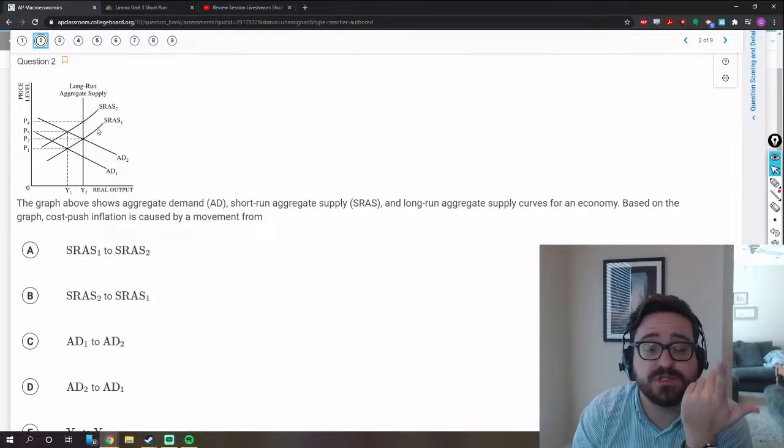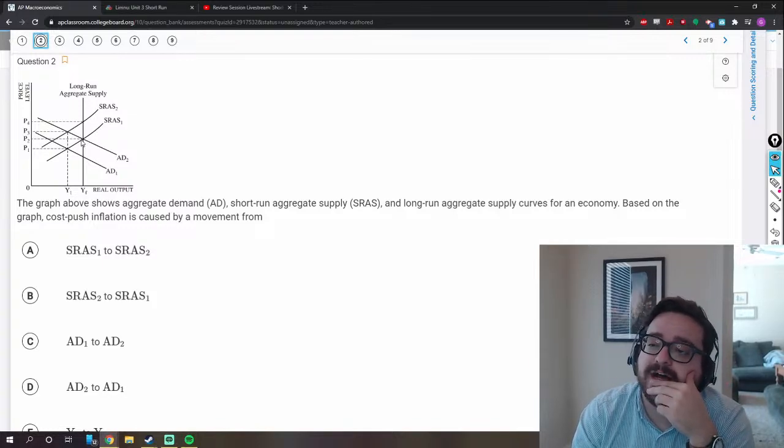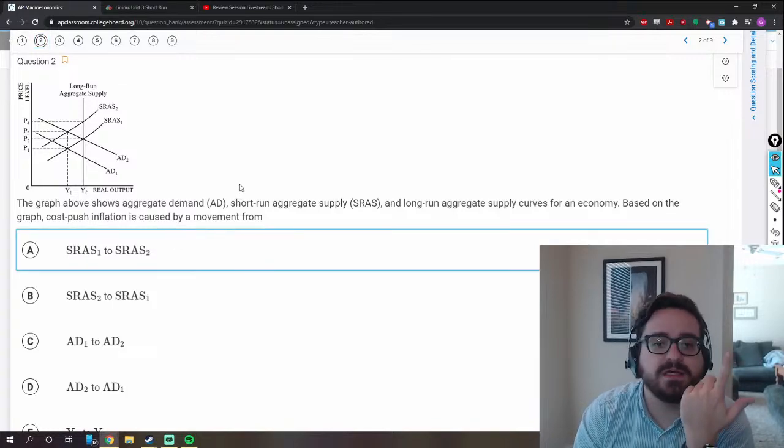The way to think about it is, which of those is causing inflation? I need my price level to be getting higher. So if SRAS1 to SRAS2 gets me from here to here, that gets me higher prices than before, right? From this point on SRAS1 to this point on SRAS2, I now have higher prices than before. So that would be cost push inflation.